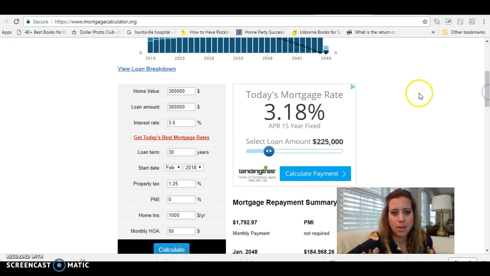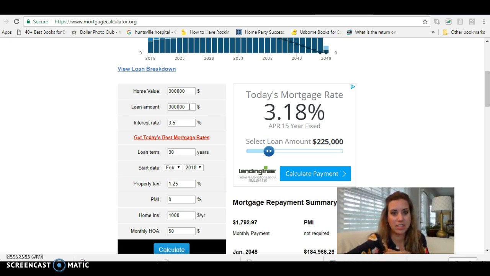I just went ahead and put in a $300,000 home for the loan amount of $300,000, assuming you're looking for a VA loan, and so no money down, which means you're going to get a loan for the entire cost of the home. I also put in the interest rate is 3.5. That's very conservative. Obviously, it's showing a much lower rate, but that's just in case. And the loan term for 30 years, starting this month. Property tax is estimated there 1.25.